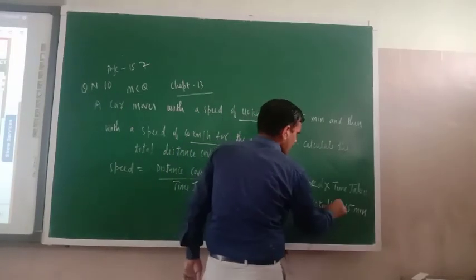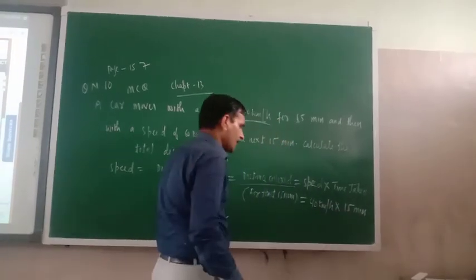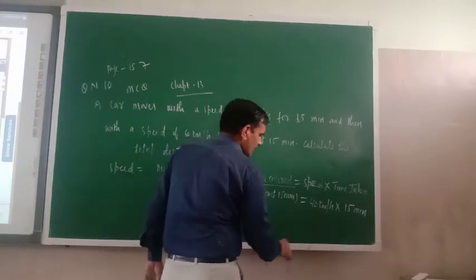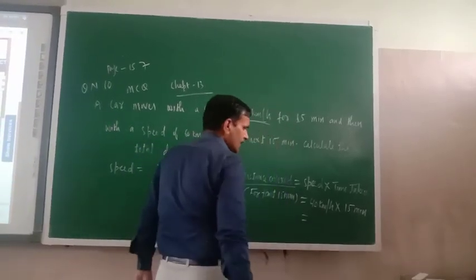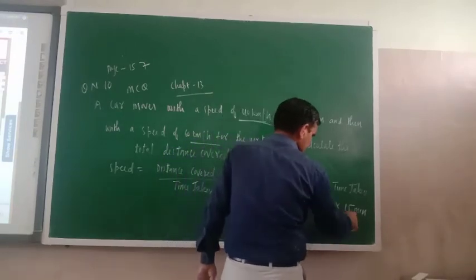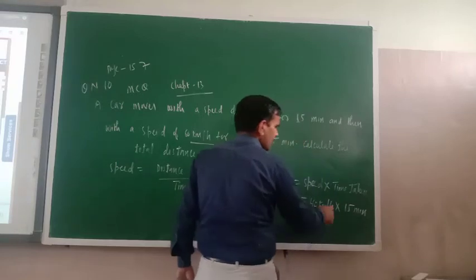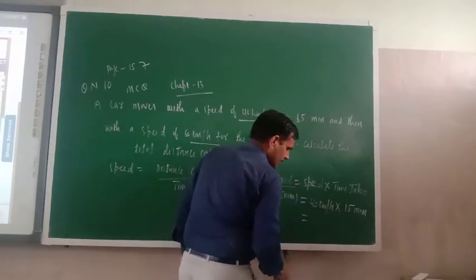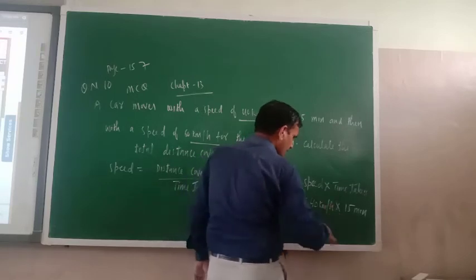40 kilometer per hour into 15 minute. So what is this one? You calculate this one. So what you will get here? Just see. You do one thing. This is in minute. This is in per hour. So you do one thing. You can convert this one also into per hour.